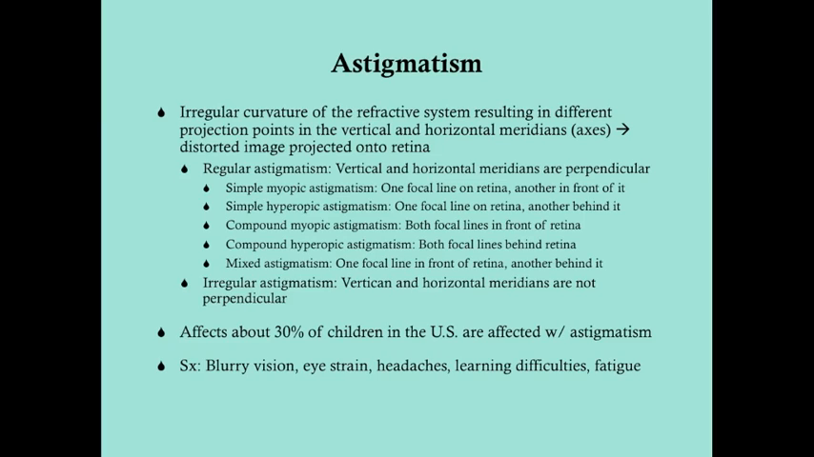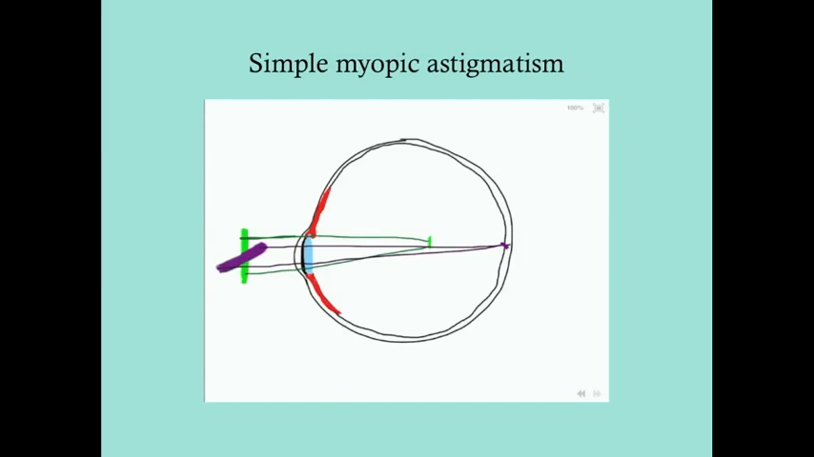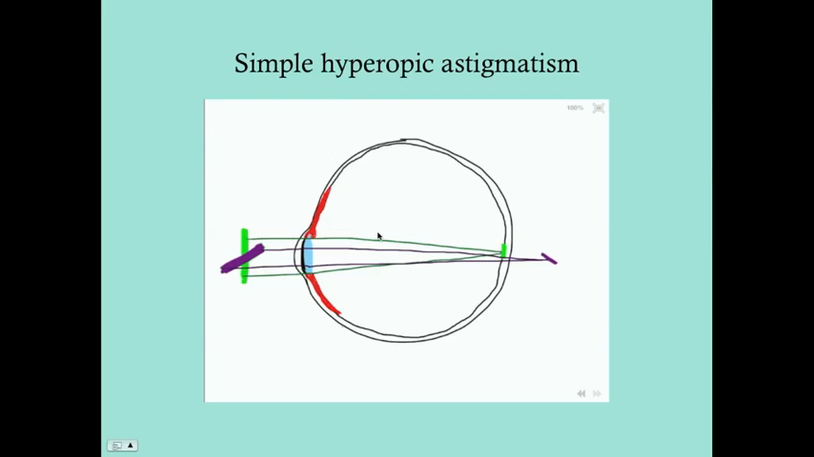This affects about 30% of children in the U.S., and the symptoms are similar to what you would have with myopia or hyperopia: blurry vision, eye strain, headaches, learning difficulties, and fatigue. So here's simple myopic astigmatism. One focal line is projected in front of the retina, the other one is projected on it. And then here's simple hyperopic astigmatism, where one line is projected behind and the other one on the retina.